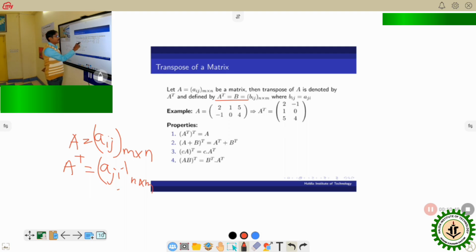Here, this is an example. Suppose here A is a 2 cross 3 matrix. And what is A transpose? In the transpose of A, the first row becomes the first column, and the elements of the second row go in the second column. And there are some basic properties of transpose. Again, if you take the transpose of A transpose, you get the original matrix A. Then A plus B transpose equals A transpose plus B transpose, C A transpose equals C times A transpose, AB whole transpose equals B transpose A transpose. And all the proofs of all these concepts are elementary and you can prove them easily.